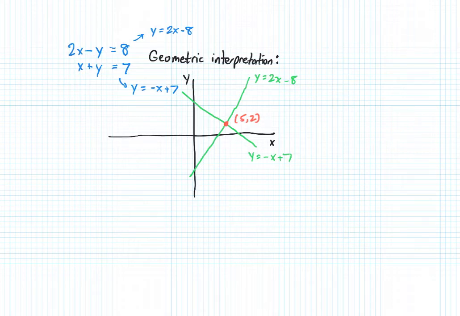Now this geometric interpretation has analogs in higher dimensions, but it becomes increasingly difficult to visualize. In 3 variables, a linear equation is the equation of a plane. And so if you have a system of equations in 3 variables, each equation represents a plane, and then you're trying to find intersection points between the different planes.